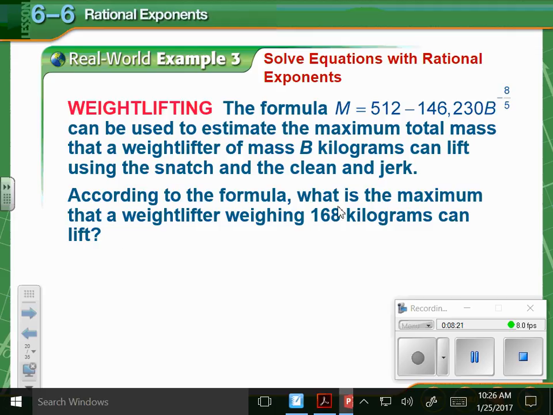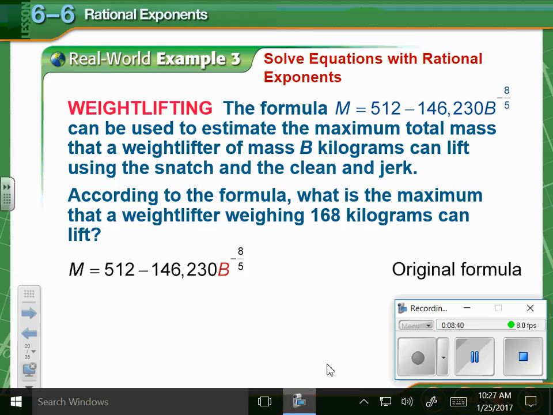So if we put 168 in for B, we can plug this in the calculator, and you can put the whole thing in. And that's the good thing about exponents also, is you can put it in the calculator as 512 minus 146, and I'll show you. The calculator function is actually not working, so we'll go through and watch what the book does.